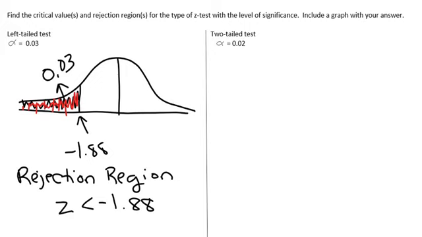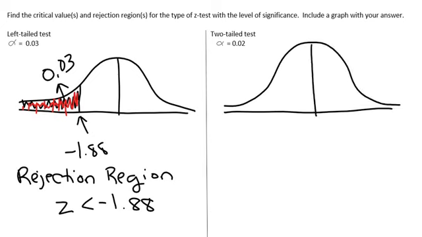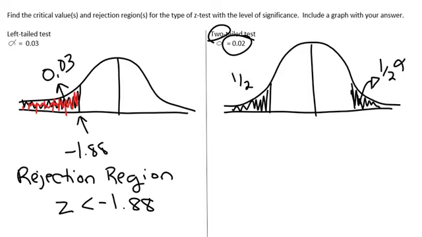Alpha equals 0.02. Now when we're graphing our standard normal curve, the one thing I want to remind you of is that this is a two-tailed test. This is not a one-tailed test. So when you're thinking about your alpha, this alpha is both areas here combined together. So in each of these would be half of the alpha. So in each of these, we would have 0.01. That would be the area in each one of them.